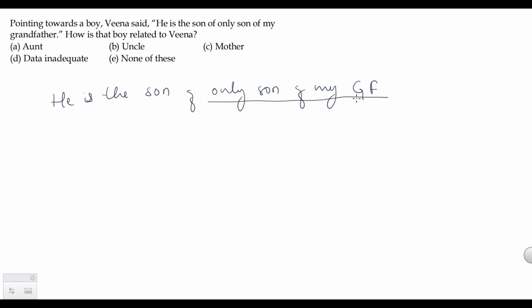Veena is saying only son of my grandfather. And Veena again, Veena is saying only son of my grandfather. Andre Veena's grandfather has only one son. Andre who is that to Veena?